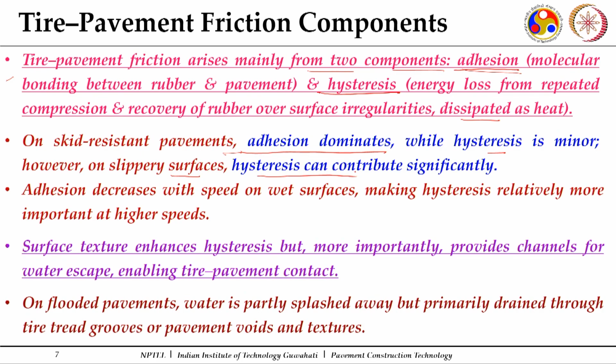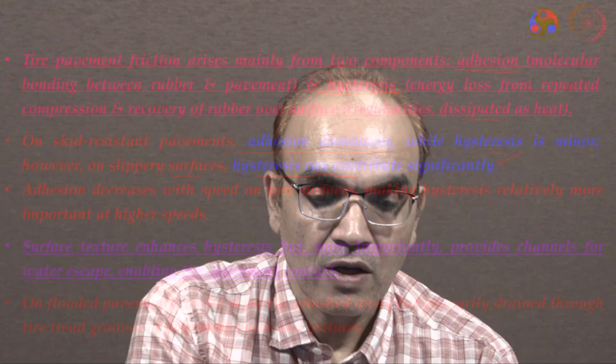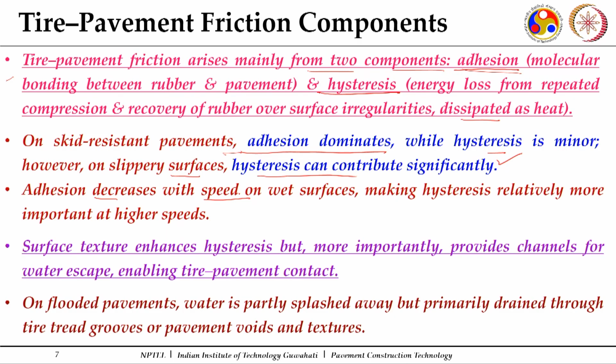On slippery surfaces, the tire gets deformed because of surface irregularity, and adhesion is not playing a role, specifically when the surface is slippery. So, in that case hysteresis dominates, and hysteresis normally is not affected by the speeds which are usually encountered on the surfaces. That is why hysteresis, specifically in wet conditions, plays a very important role. Adhesion decreases with speed on wet surfaces, making hysteresis relatively more important because it is not usually impacted by the usual speeds encountered.